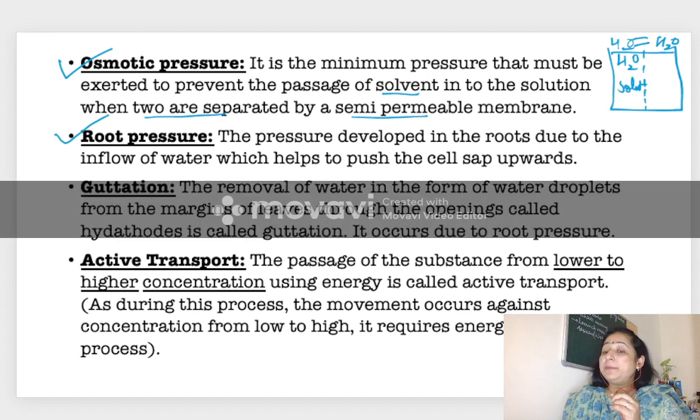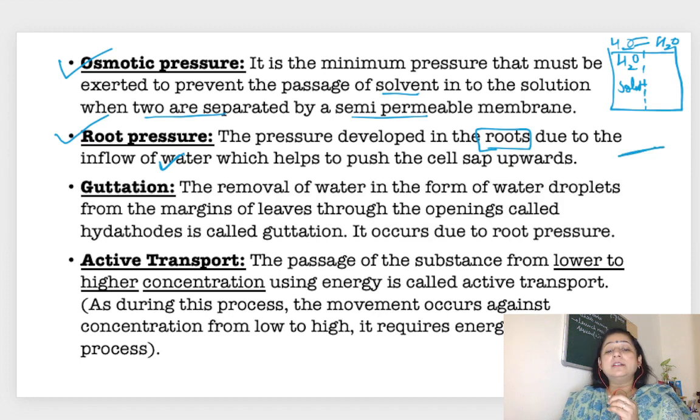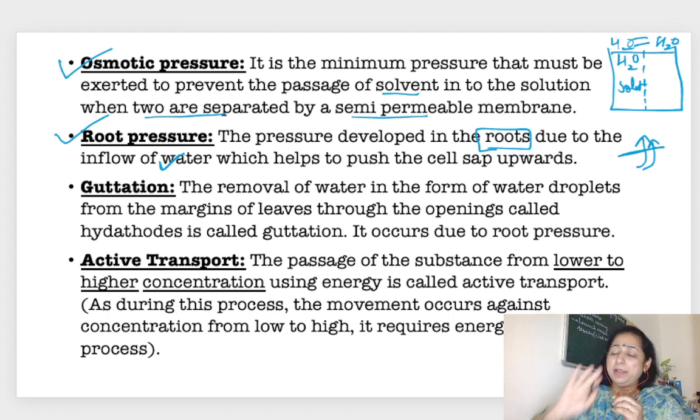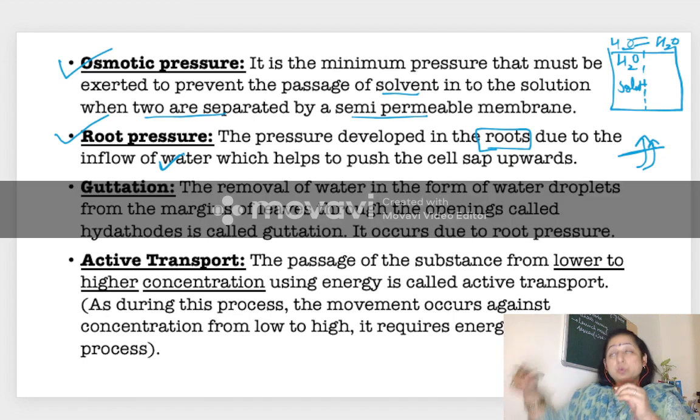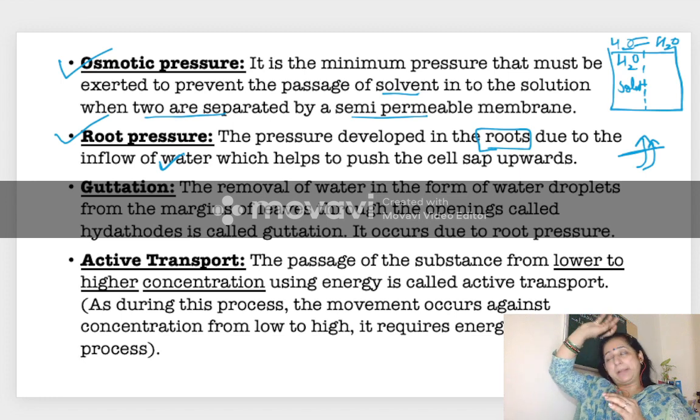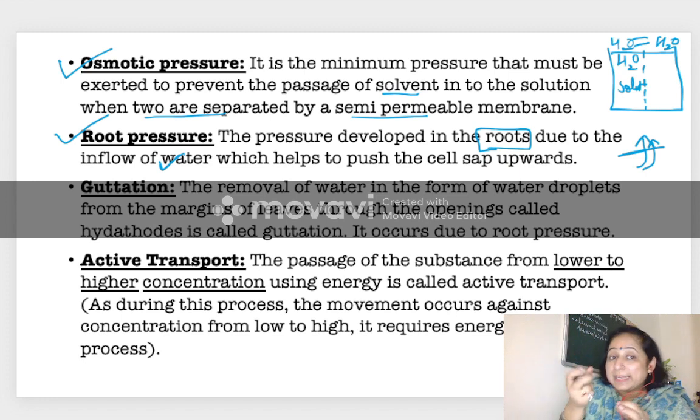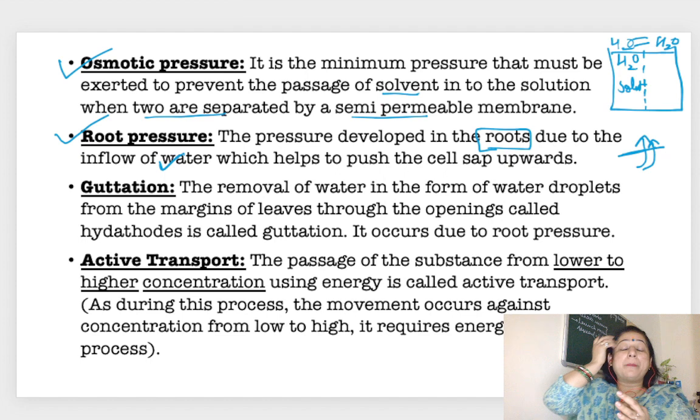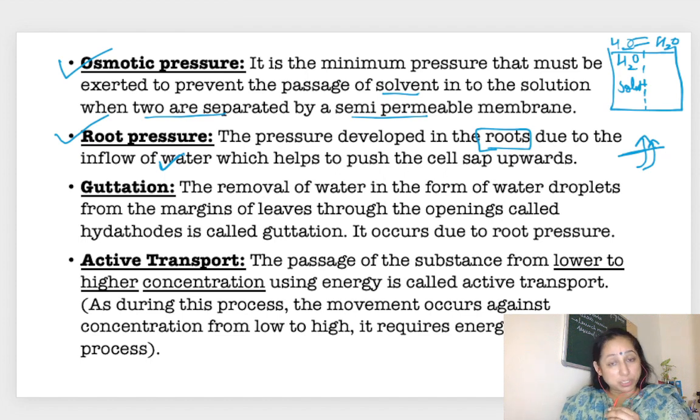Then we have root pressure. The pressure which is developed in the roots. Now what is the function of roots? To absorb water. So if suppose this is the membrane of a root, the pressure which is exerted by the inflow of the water inside the root to push the sap upward is known as root pressure. Roots absorb water and the water tends to move up in the stem. So the pressure the water creates, due to which water tends to move up in the cell sap, is known as root pressure. So what is it? The pressure due to the inflow of water is known as root pressure.